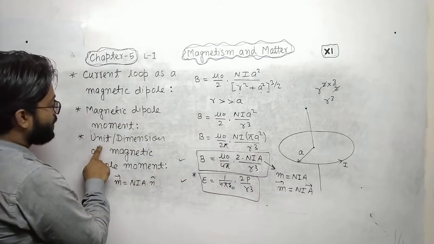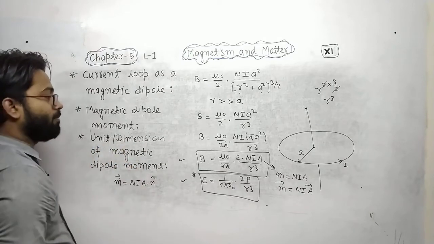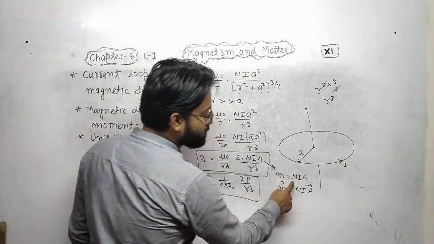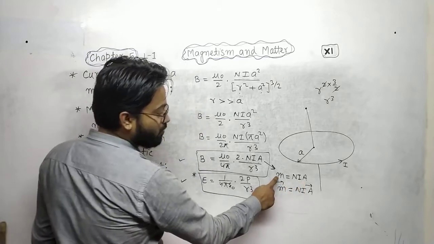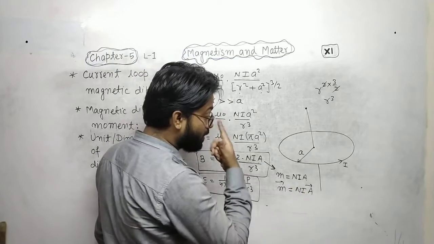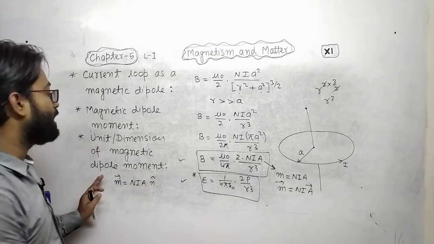Next point is unit or dimension of magnetic dipole moment. From the formula it is clear that this is a number, this is current, and this is area. So the unit of magnetic moment will be ampere times area, which is meter square, meaning ampere meter square. This is the unit of the magnetic dipole moment.